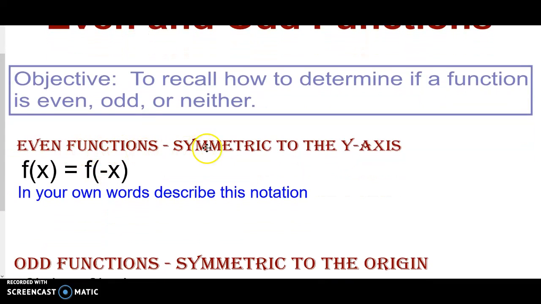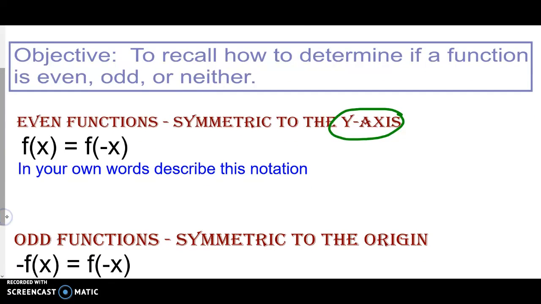Even functions means that they're symmetric to the y-axis. So I really want you guys to think about, what do those graphs look like? What kinds of equations are even functions? We have this notation f of x equals f of negative x. I want you guys to spend some time and think, in your own words, describe what this notation would mean. Why does that make sense for graphs that are symmetric to the y-axis? Really think about it, and I want you to write it down and put it into words.